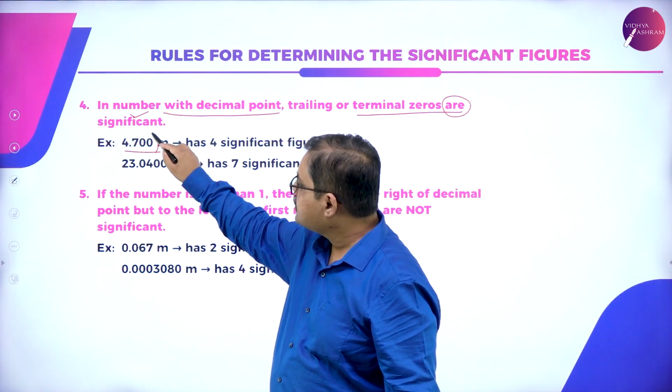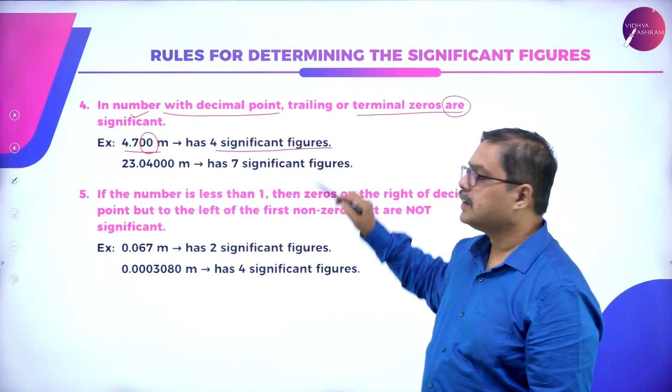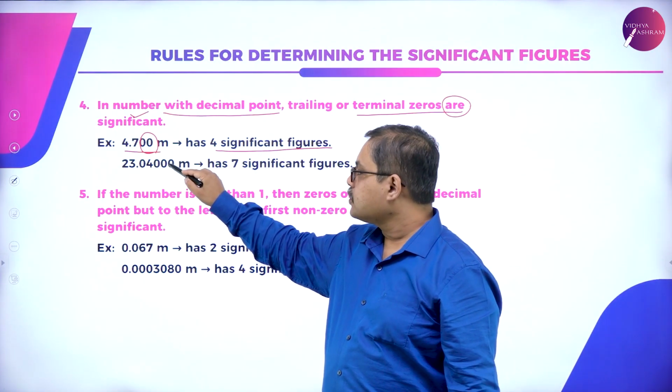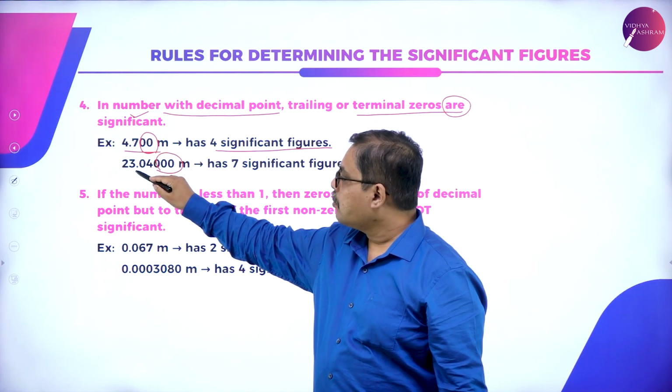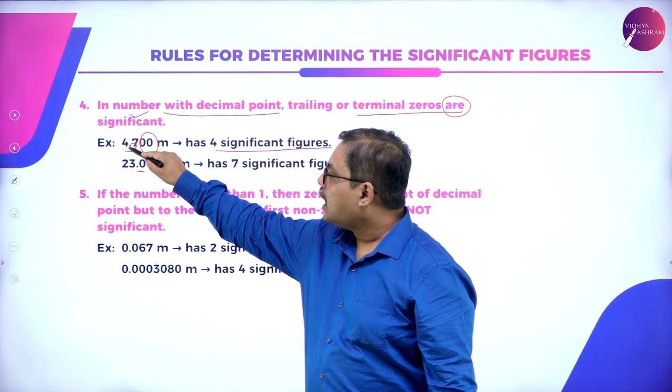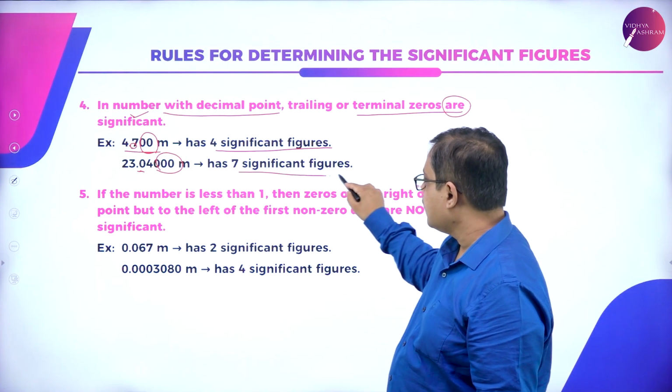4.700, terminal zeros are significant. This has got 4 significant figures. 23.04000, again, terminal zeros in a number with a decimal point are significant. So this number has 7 significant figures.